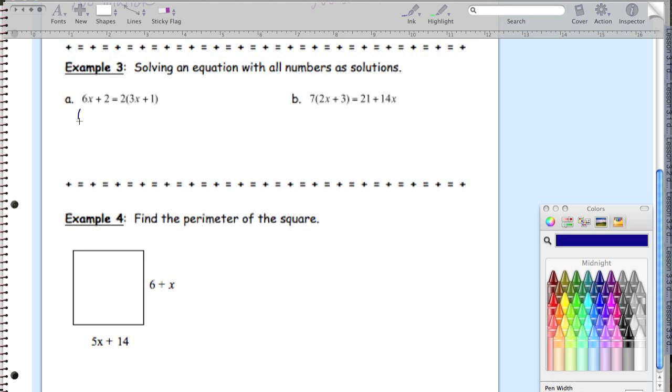This side cannot be simplified at all. 6x plus 2 is already simplified. But on the right side, it can be. So I'm going to distribute and get 6x plus 2. Whoa, we have the exact same thing.